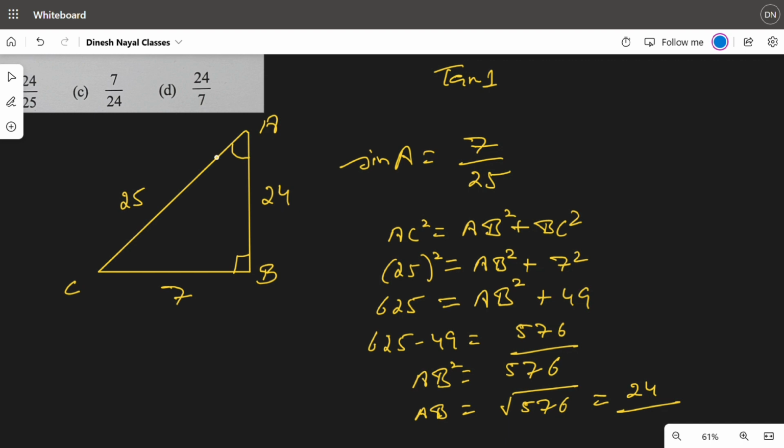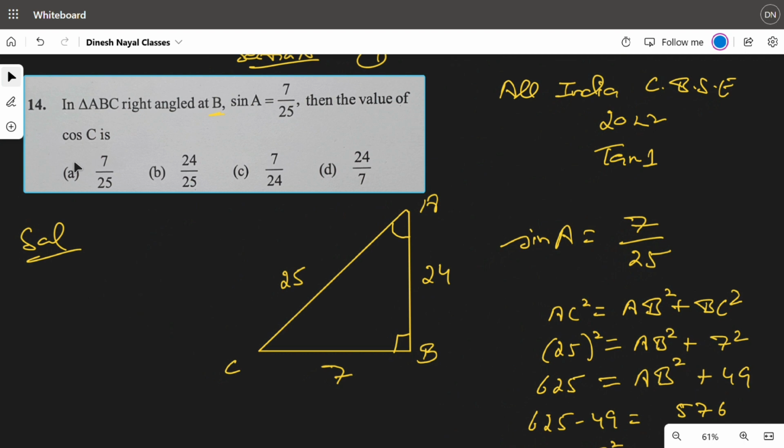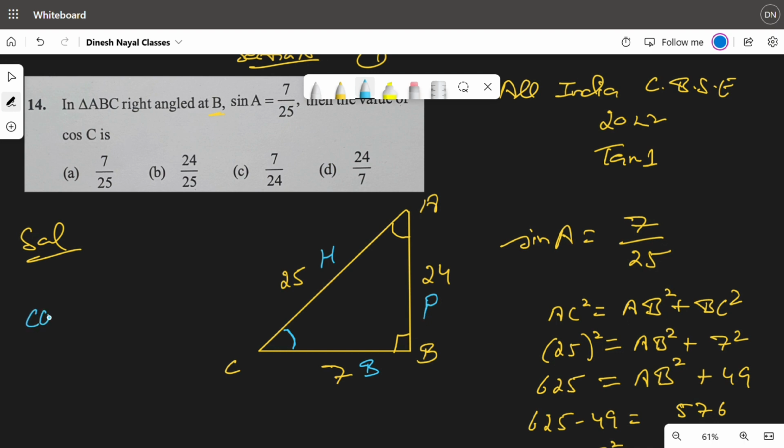Okay. So substituting the value of AB as 24, now again coming back to the question, find the value of cos C. Now see, if we are taking this angle as C, then this will be perpendicular, this is hypotenuse, and this will be the base. Perpendicular, hypotenuse, base. Now what is cos C?